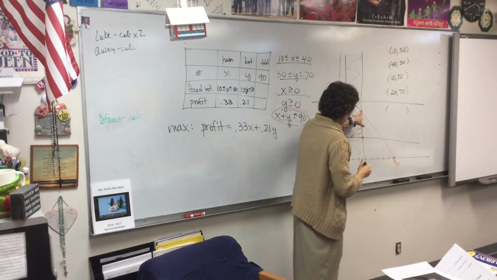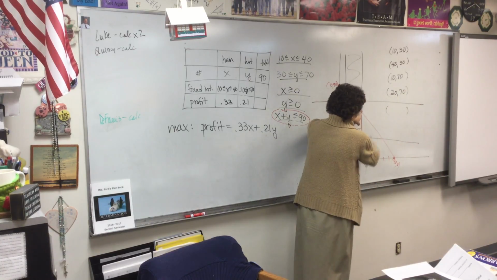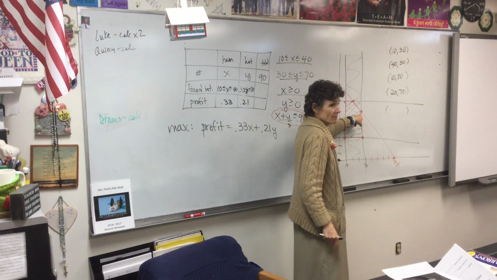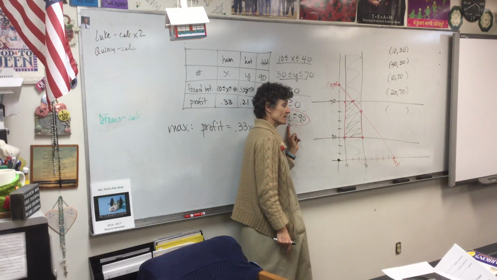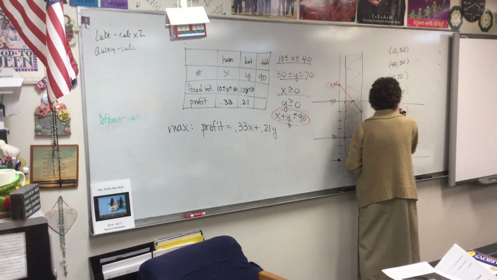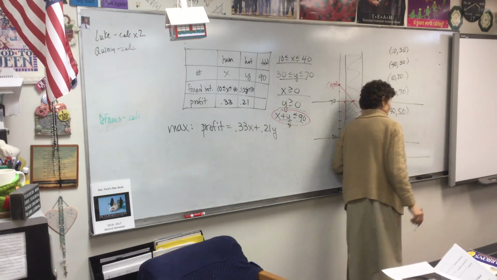Now what about this one? What do I know about this one? The X is on the 40. So since they got to add up to 90, the Y must be 50. So there are my points.